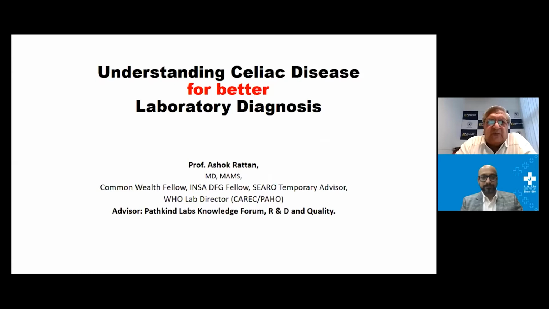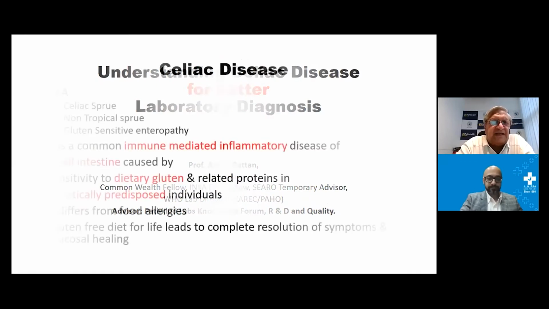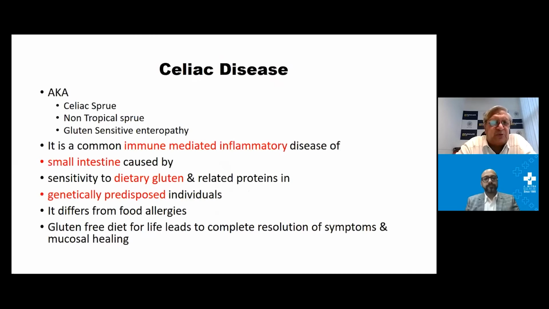So today we'll deal with understanding celiac disease so that we can make better laboratory diagnosis. Celiac disease is also known as celiac sprue, non-tropical sprue, or gluten sensitive enteropathy. It's a common immune-mediated inflammatory disease of the small intestine caused by sensitivity to dietary gluten and related proteins in genetically predisposed individuals. It differs from food allergies.